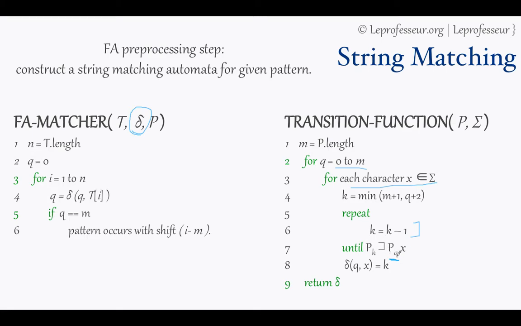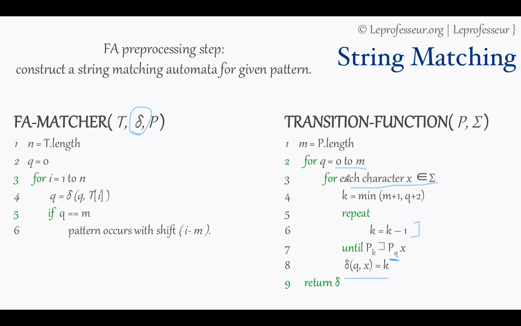which is a suffix of the string represented by pq and x. We discussed what it means by pq, p1, p2, p3 in the previous page. And then we repeat that step, and in the end, whatever value is left for k becomes the transition function value for that input character in that particular state q. And we just return the transition function.